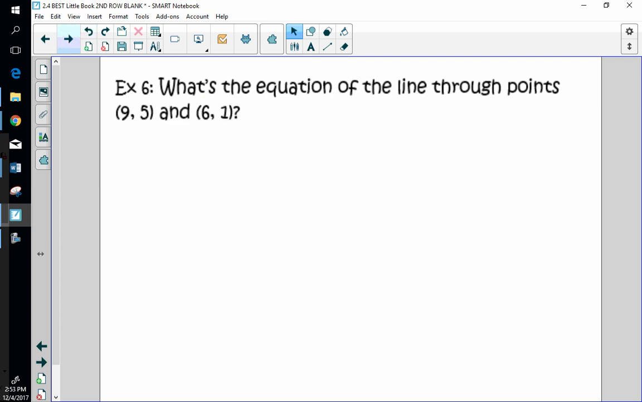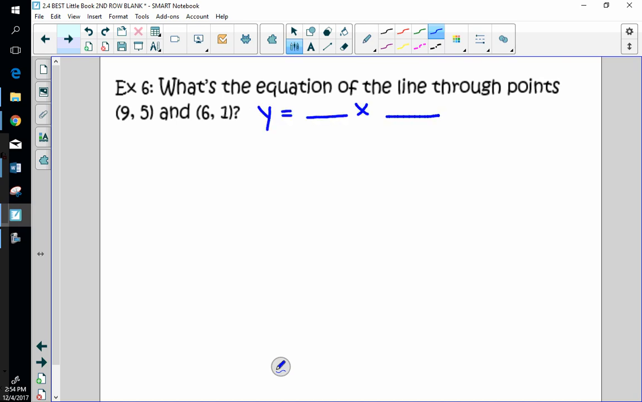Final example 6, final one like this. What's the equation of a line that goes through points 9, 5 and 6, 1? We'll start our problem with our little sketchy final answer. And we have to fill in the slope because we don't know what it is. We have to work for a slope.